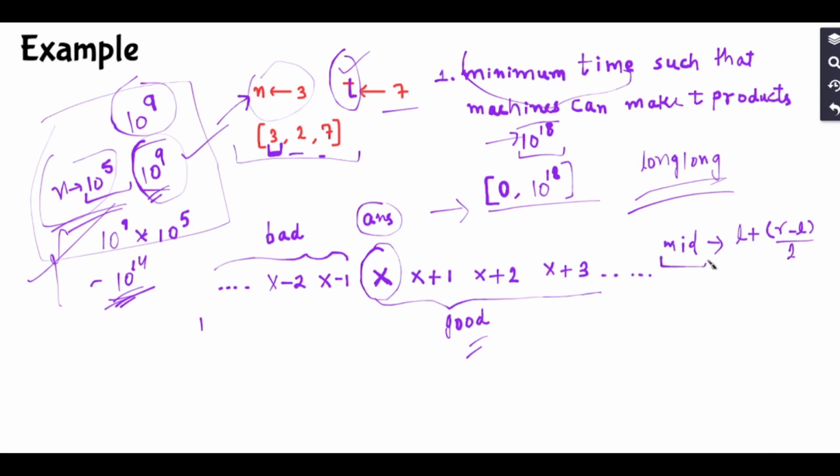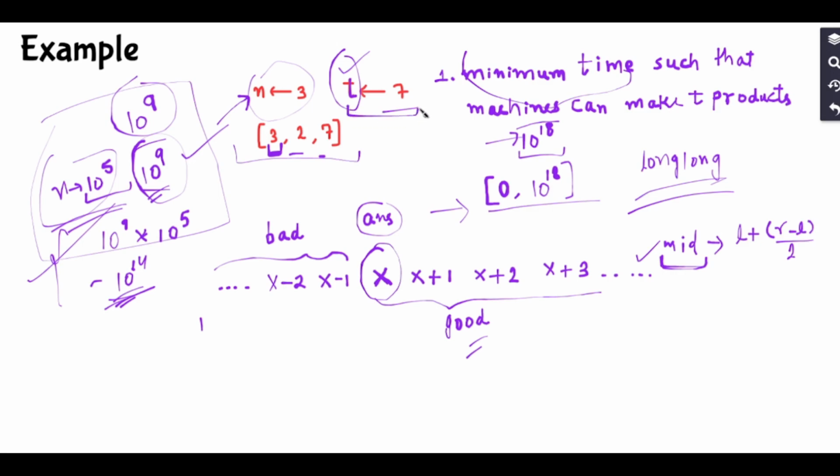Now this is the time which I am guessing that, okay, this can be the possible minimum time such that machines can make t products. Now let's see if it is valid or not. How do we check that? That is the main challenge. That's how we check if we can make t products in this interval of time. Basically the definition of the Boolean function which we use in the binary search. Okay, so how can we check that?